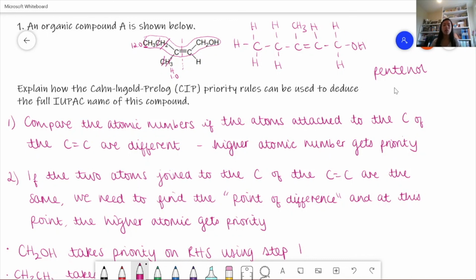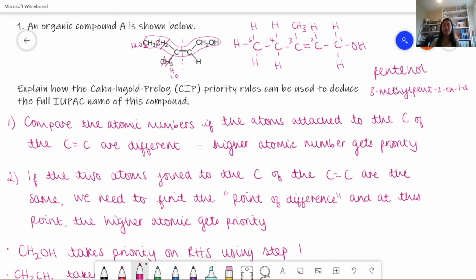And then now we need to know that when we label the carbons, the OH will be on the first carbon. And so we label it like this. We have 1, 2, 3, 4, 5. And so this would be 3-methylpent-2-en-1-ol. This would be the IUPAC name.